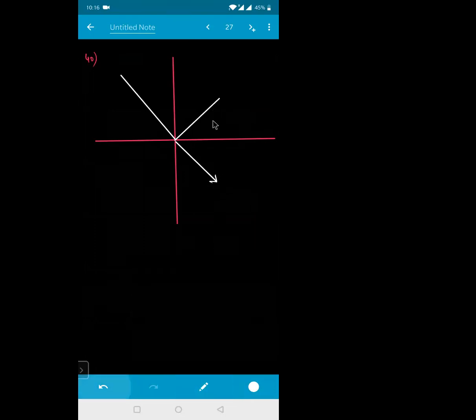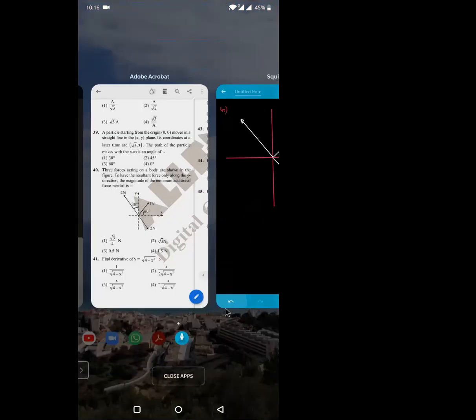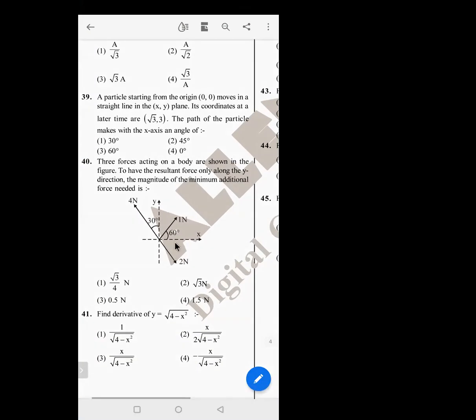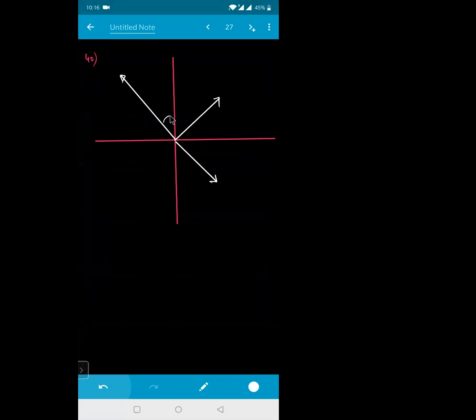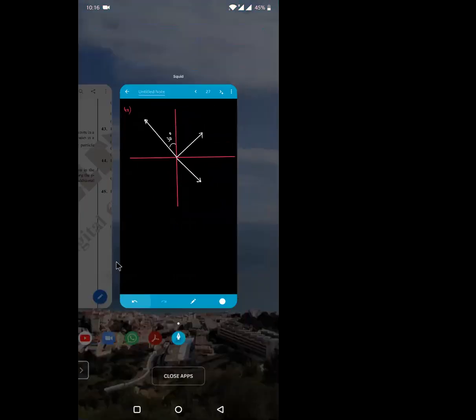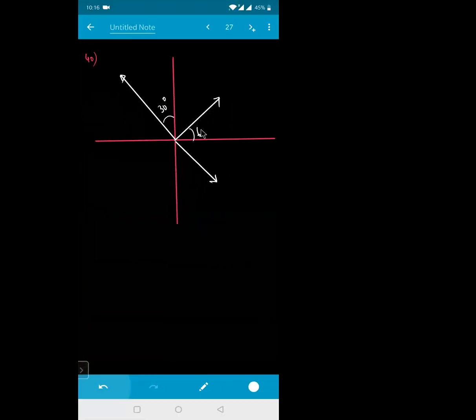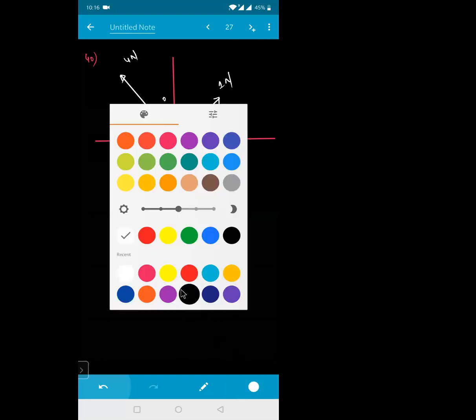So this is one, and this is one. What are the angles given right now? This one is 1 Newton, this is 2 Newton, 60 and 30. The above one is 30 degrees, and the down one is 60 degrees. This is your 1 Newton, this one is your 2 Newton, this one is your 4 Newton. So what you'll do first, beta, is make the condition.